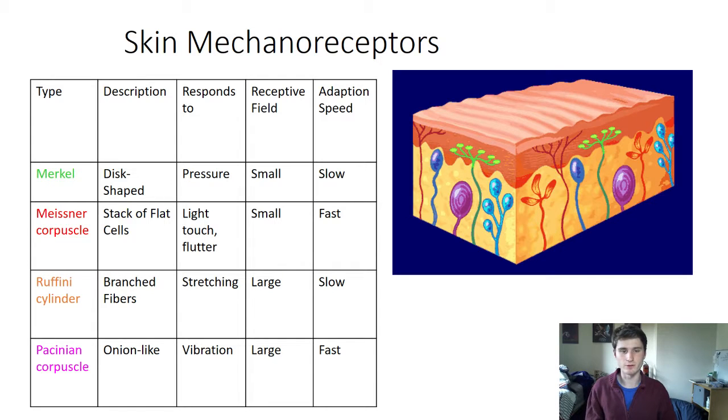The receptive field is pretty large because you don't really need fine sensation of stretching. You just need to know that you are being stretched. Finally, there's the Pacinian corpuscle, which is onion-like. It responds to vibration. Its receptive field is quite large, and its adaptation speed is quite quick.